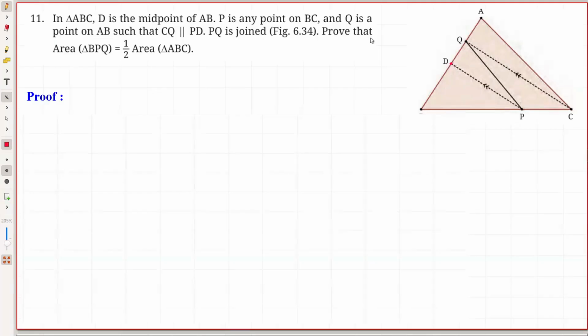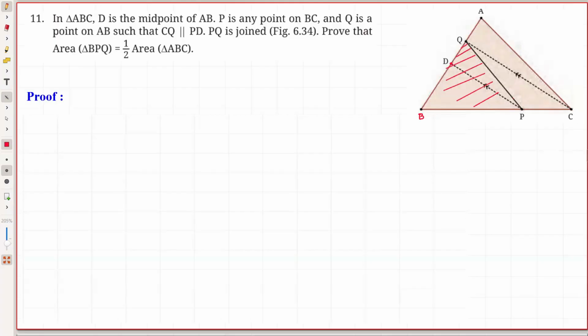So we have to prove that the area of the triangle BPQ, this triangle, is half the area of the triangle ABC, the big triangle.